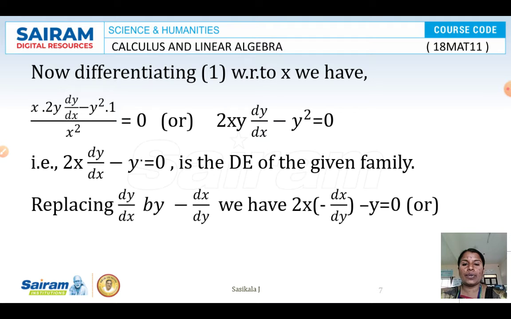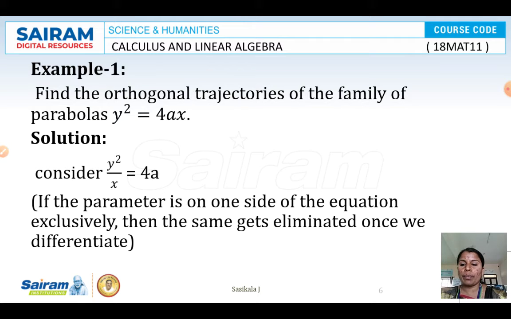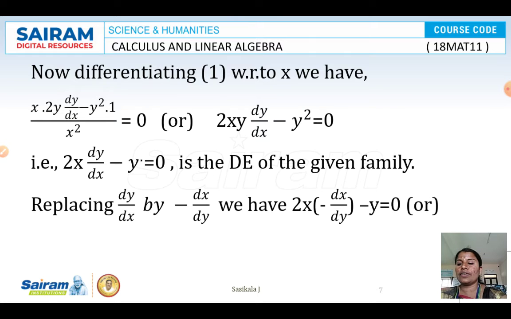Now differentiating equation 1 with respect to x, we have y squared by x, so you have to apply the u by v formula: denominator into the differentiation of the numerator, so x into 2y into dy by dx, minus y squared into the differentiation of x, which is 1, over the denominator x squared, and the right side is 0. So the denominator goes, and we get 2xy dy by dx minus y squared equal to 0. Again y can be eliminated here, so we get 2x into dy by dx minus y equal to 0. This is the differential equation of the given family.